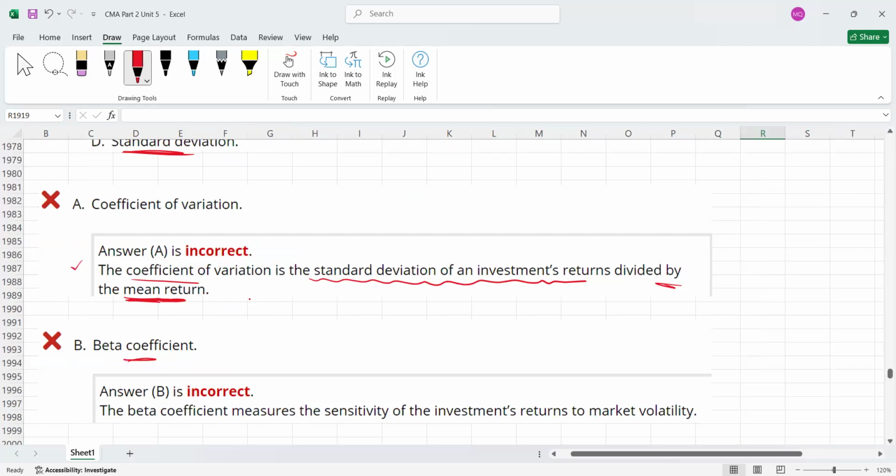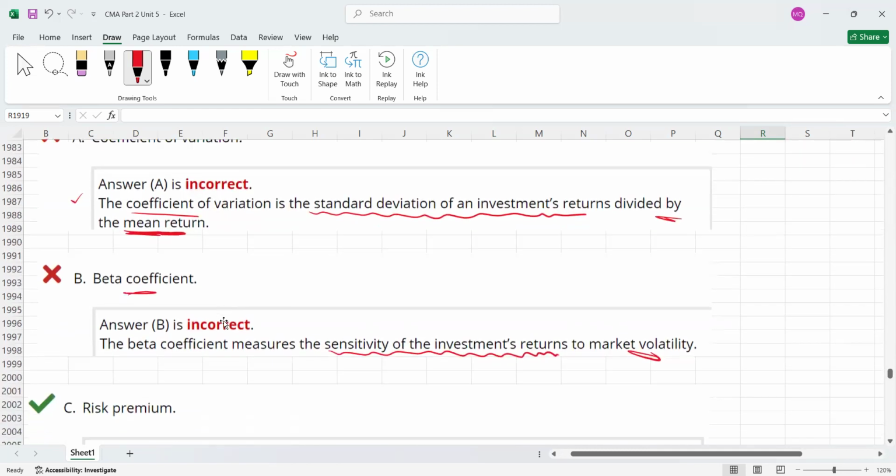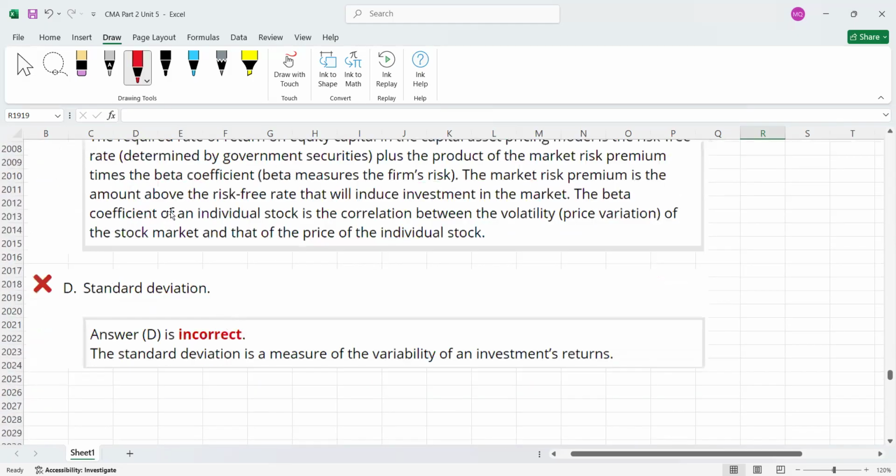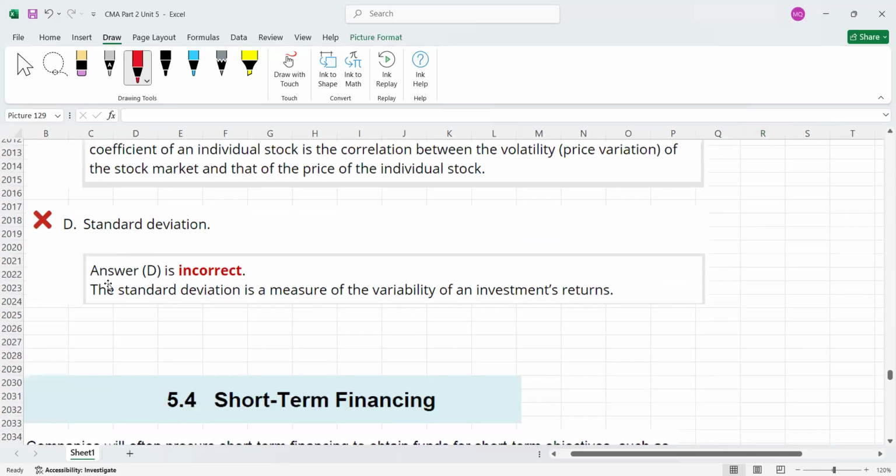So beta is something different. Beta always measures the sensitivity of the investment's return to the market, or to market volatility. And it is not a standard deviation, because standard deviation is the measure of variability of the investment return, like how much your return can vary. So that is standard deviation. It is always a risk premium. I hope it is clear, right, guys?